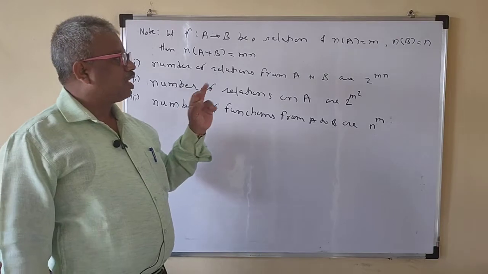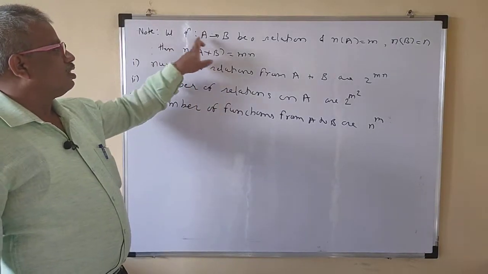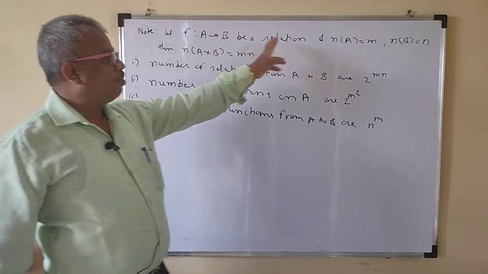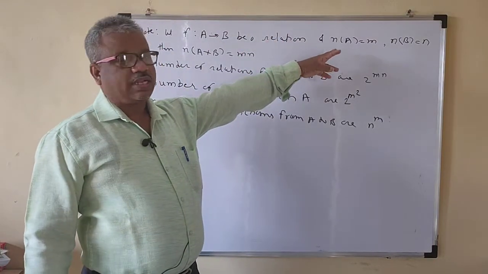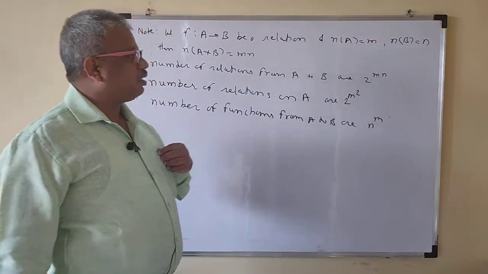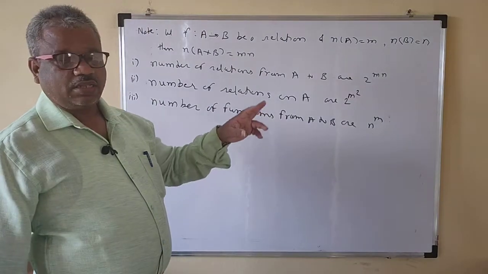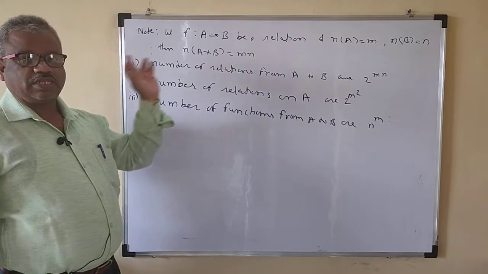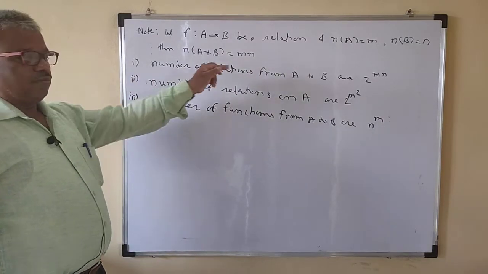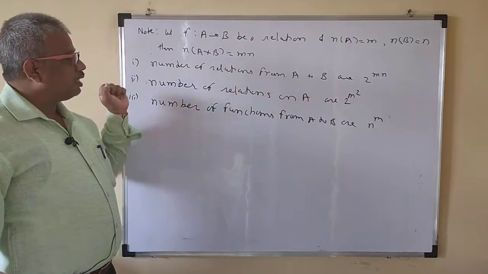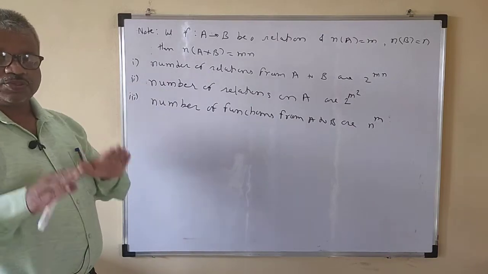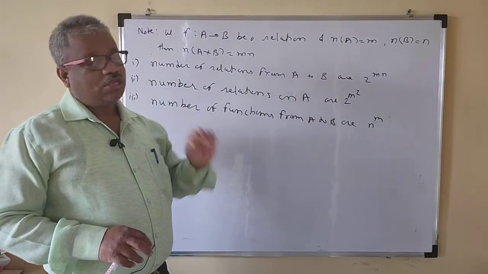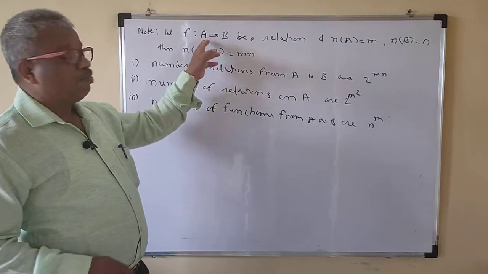So first we will note that, suppose F from A to B is a relation from A to B, such that the number of elements of A is m and the number of elements in B is n. Then you know that the number of elements in A cross B is m into n, that is mn. So you know that any subset of A cross B is a relation, right? So how many relations can we form from A to B?